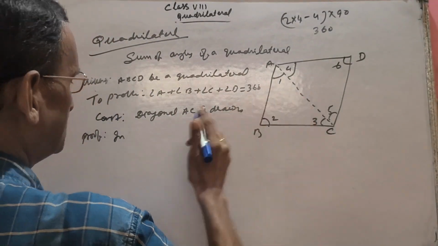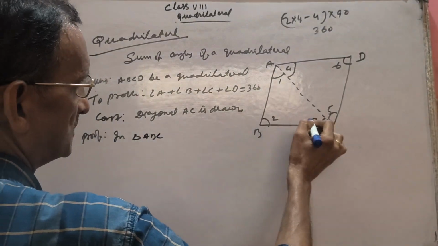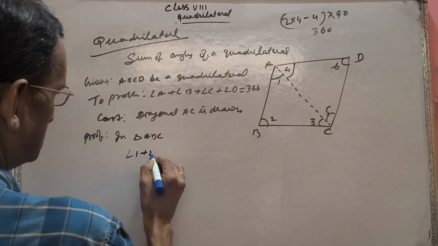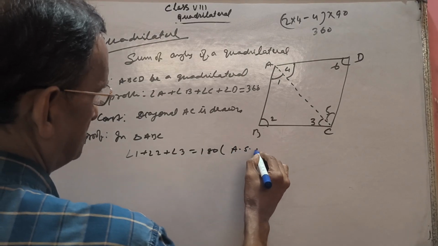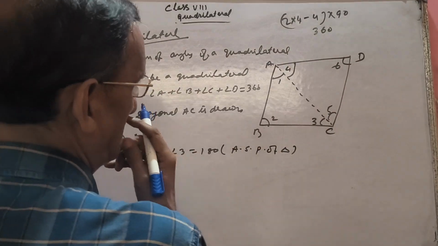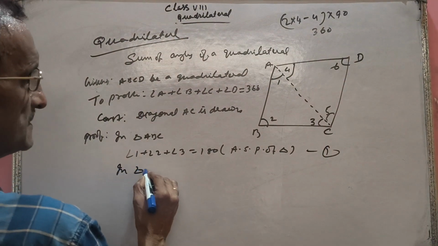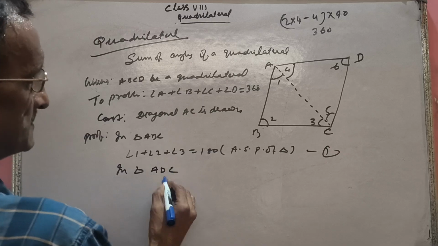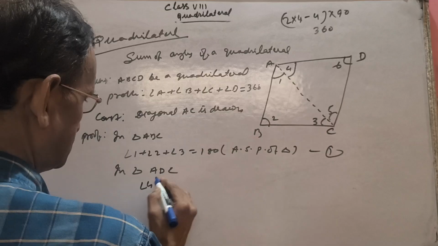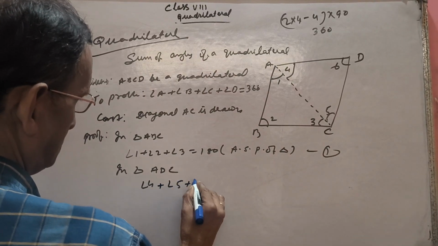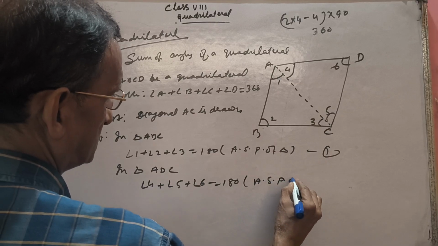So the first triangle's name is what? ABC. And in triangle ABC we have 3 angles, 1, 2 and 3, you know. Angle 1 plus angle 2 plus angle 3 equal to 180 degrees. Angle sum property of a triangle. Equation 1. Now in triangle ACD, again we have 3 angles, angle 4 plus angle 5 plus angle 6 equal to 180 degrees. Again the reason is angle sum property of a triangle. Equation 2.